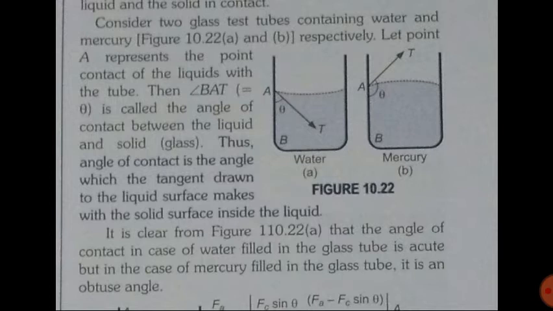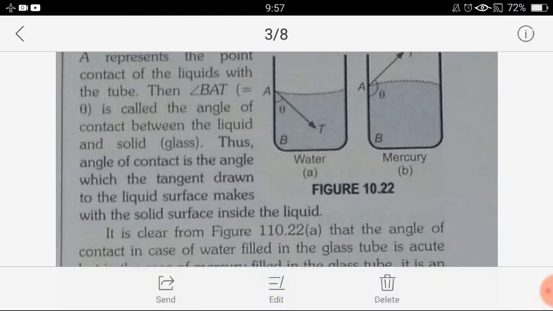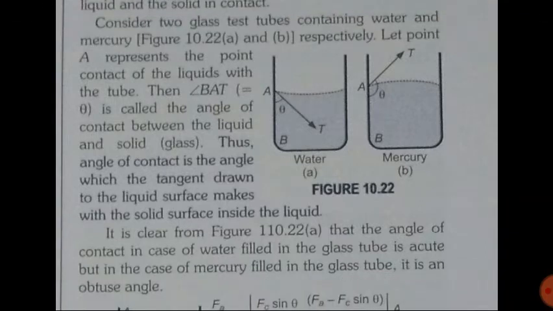So when mercury is filled inside a glass container and we make the container empty, we see that not a single drop, not a single point of mercury is left in the glass. Why does this happen? Because the adhesive force between glass and mercury is very less in comparison with the cohesive force of mercury. That's why mercury does not stick on glass.